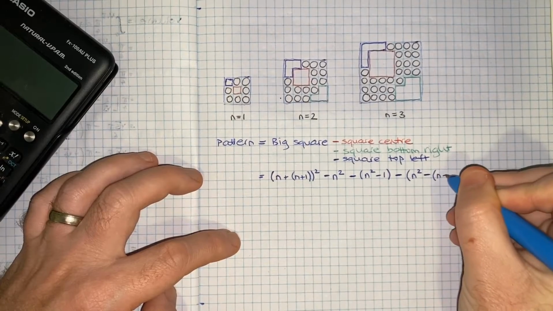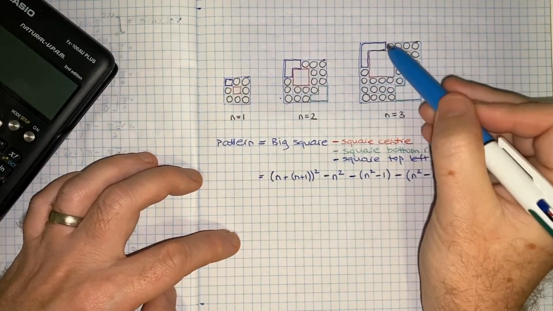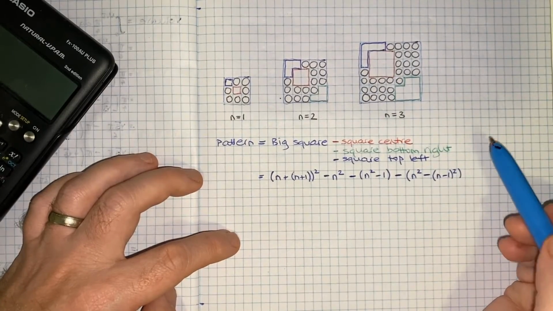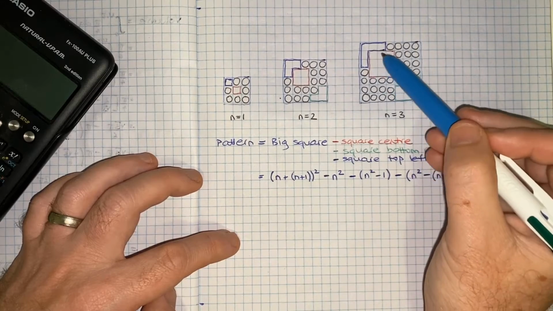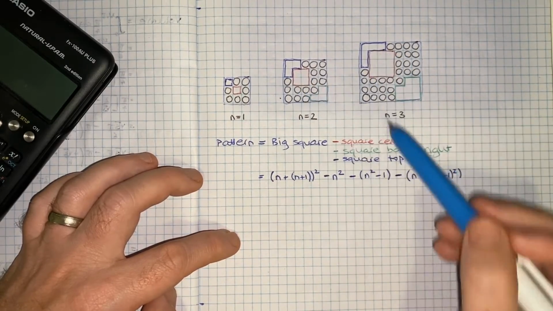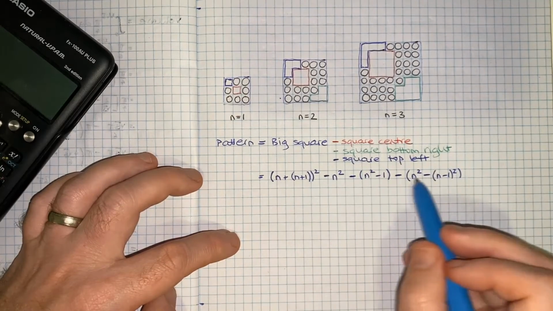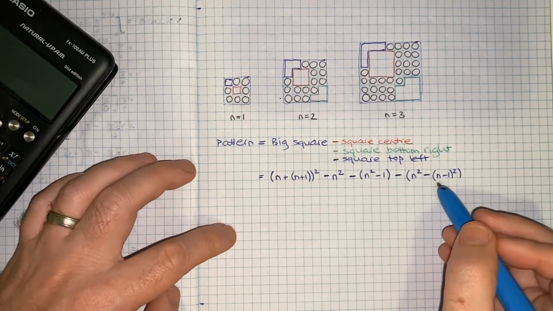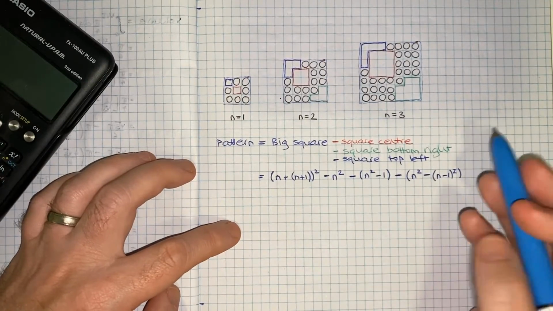So it's (n minus 1) squared. That drops off what we're subtracting in the top left, and that makes sure that we don't remove things twice, because a lot of these squares we've already subtracted when we were dealing with the center square. So I think that's the crux of it. Now we just need to expand and simplify where possible.